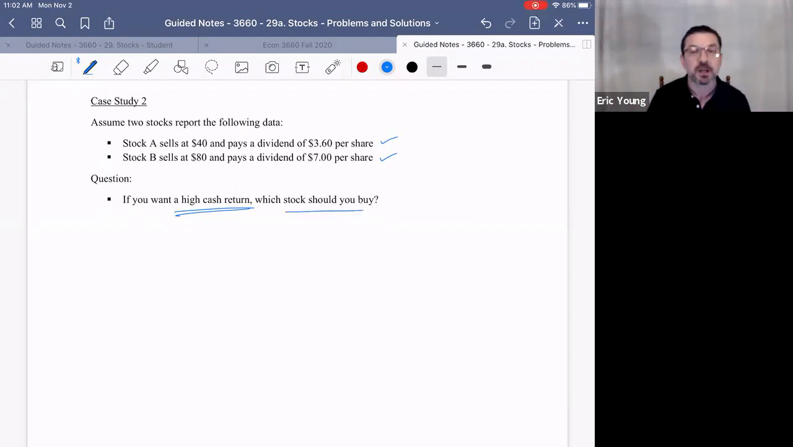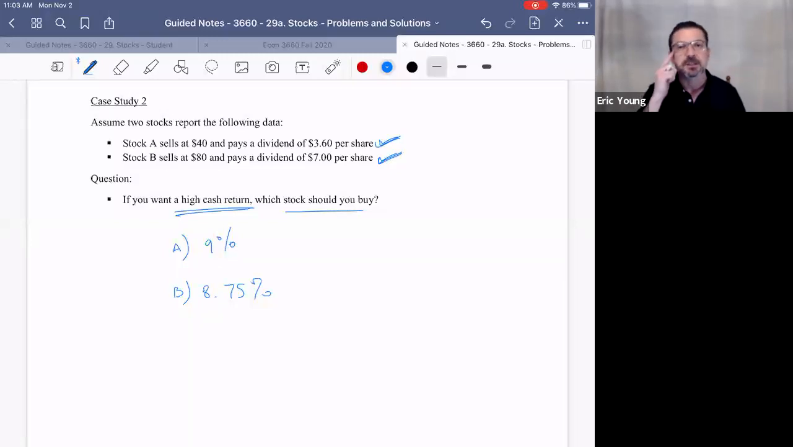Given that parameter, it's pretty easy to determine which share you should buy. And to do that, you're going to calculate dividend yield. We would see that for stock A, the dividend yield, if you divide your numbers, is going to be 9%. And for stock B, if you calculate out your dividend yield, you're going to get 8.75%. Okay? Dividend yield, by giving you a per share basis, allows you to compare apples to apples, to compare two shares, even if they're selling at different prices and paying different dividends.